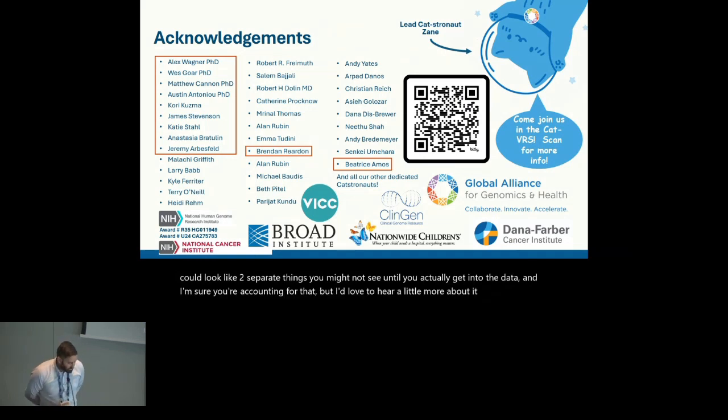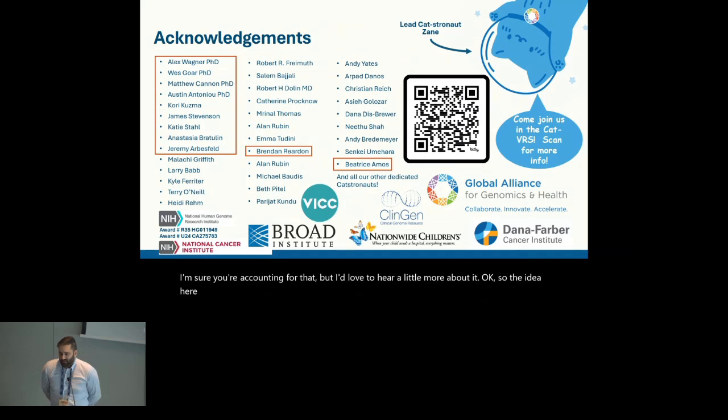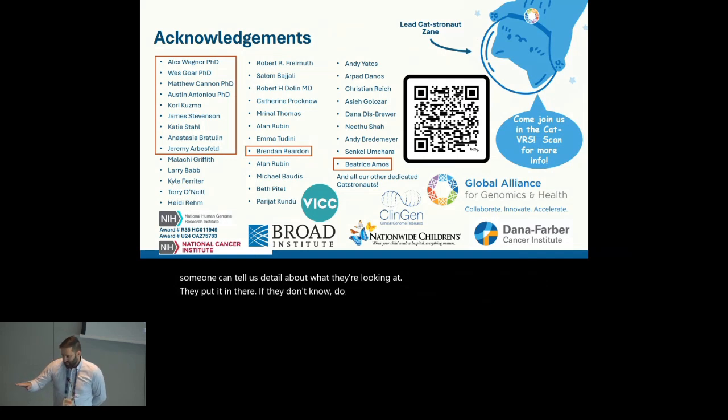So the idea here is that with Cat-VRS, there are very few required fields, but there are structured and highly encouraged optional fields. And the idea is that to the extent that someone can tell us detail about what they're looking at, they put it in there. If they don't know, they do not put it in there.